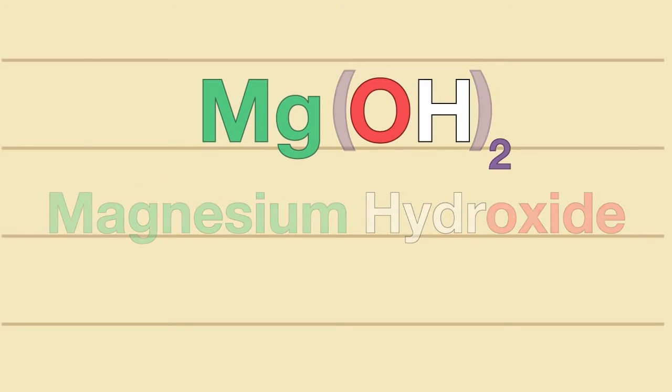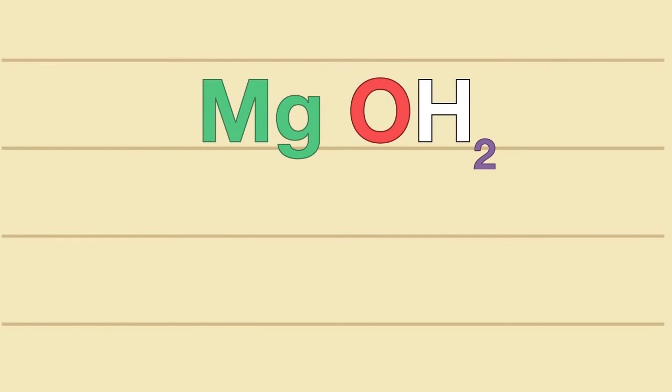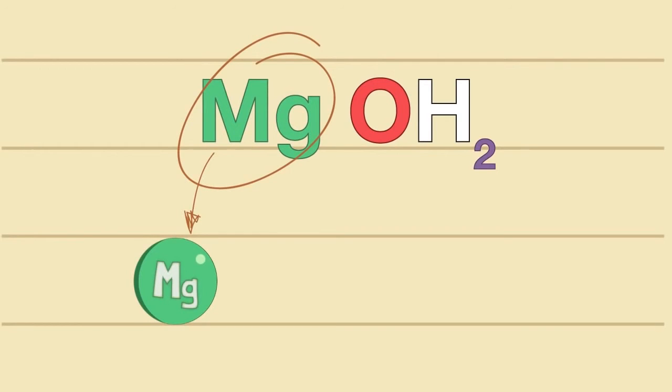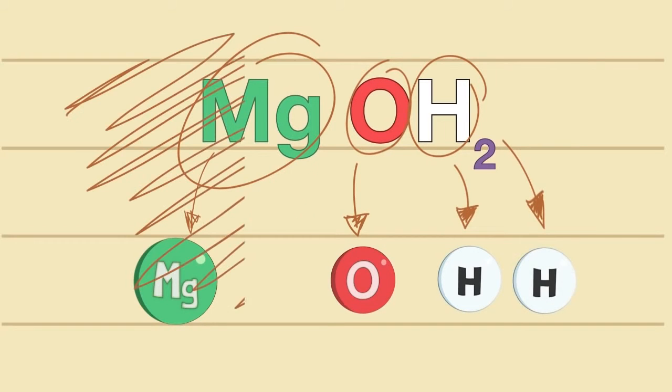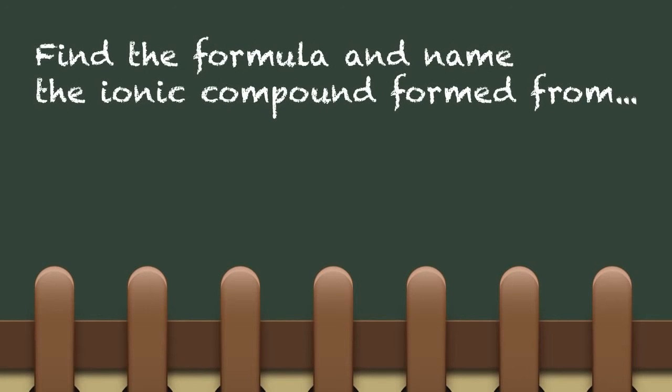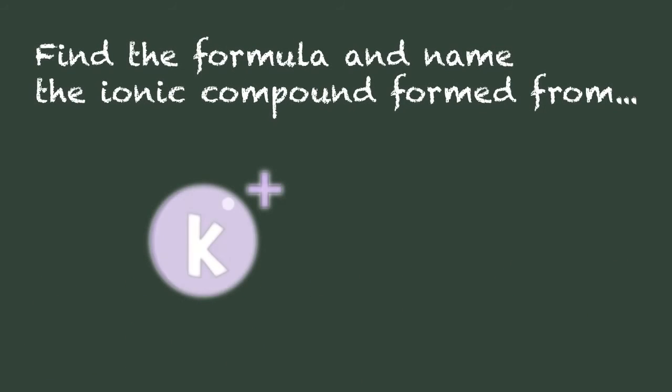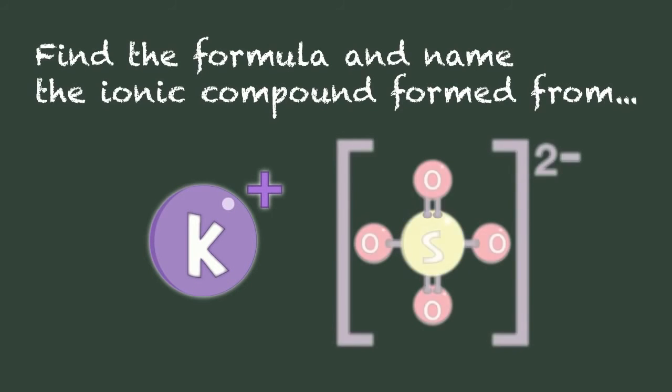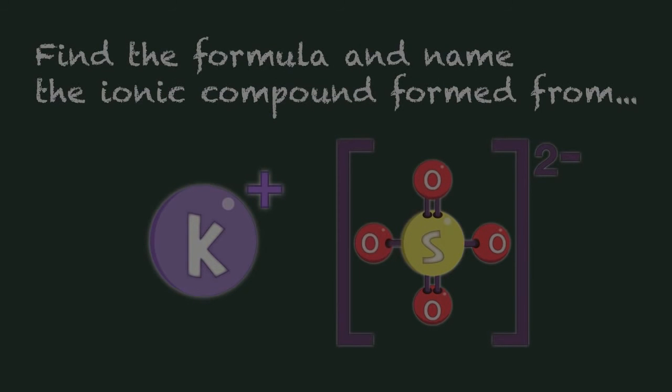Let's say we did not put the OH in brackets. We would get MgOH2. This would mean that for each magnesium ion, there is 1 oxygen atom and 2 hydrogen atoms, which is incorrect. Are you ready to try this on your own now? Find the formula and name the ionic compound formed from potassium and sulfate ions. Please pause the lesson to try this and resume when you are done.